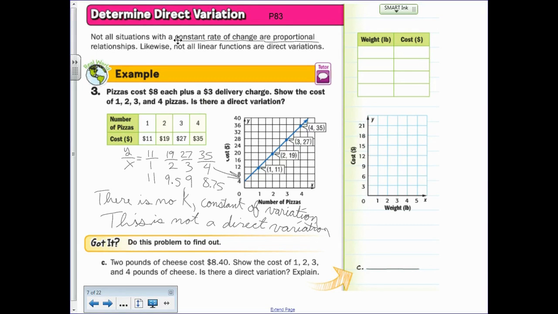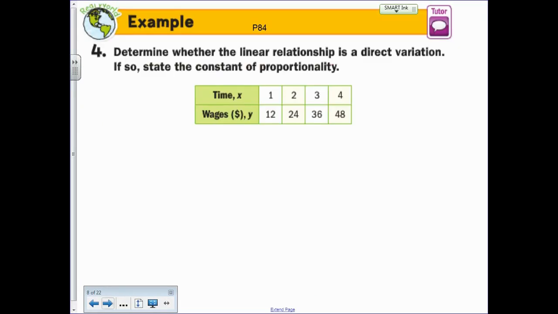But does it have a constant rate of change? Yes, it does. It's a straight line. It has to have a constant rate of change. Take a look at these 2 points right here. 19 minus 11 is 8. 2 minus 1 is 1. So there is a constant rate of change of 8. There is a slope of 8, but this is not proportional, so it is also not a direct variation.